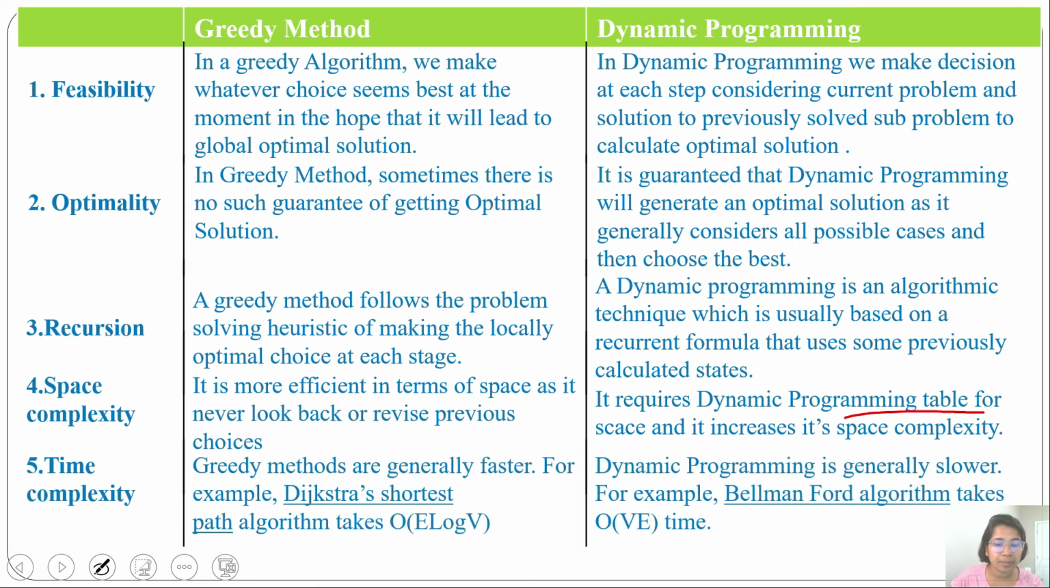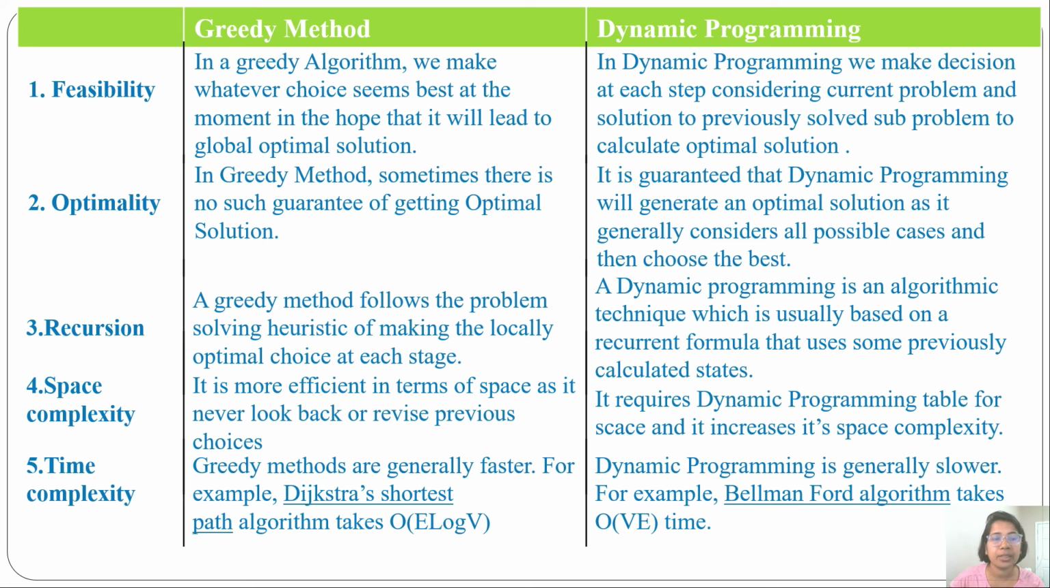Next is time complexity. Greedy methods are faster than dynamic programming. For example, in Dijkstra's shortest path algorithm, running time is order of E log V, whereas Bellman-Ford algorithm, that we solve by dynamic programming, running time is order of VE. So in terms of space complexity and time complexity, greedy method is better than dynamic programming. It takes less space and less time than dynamic programming.